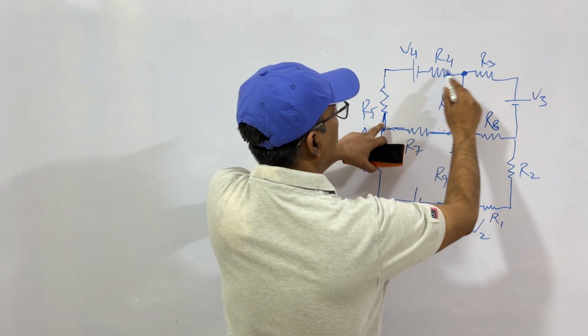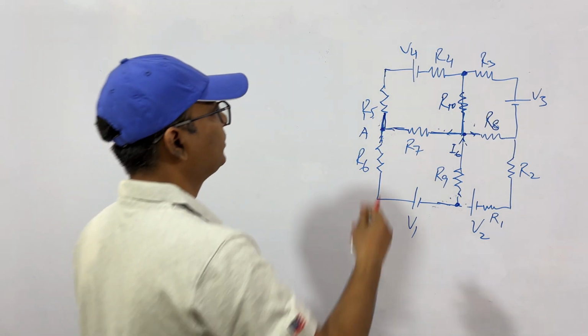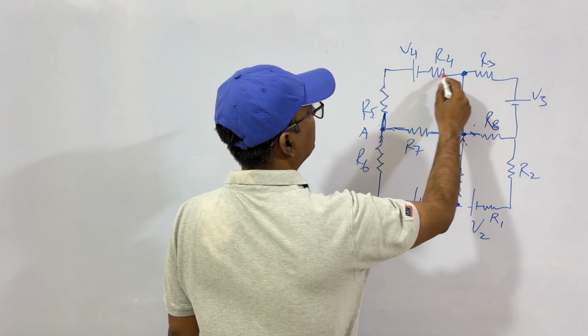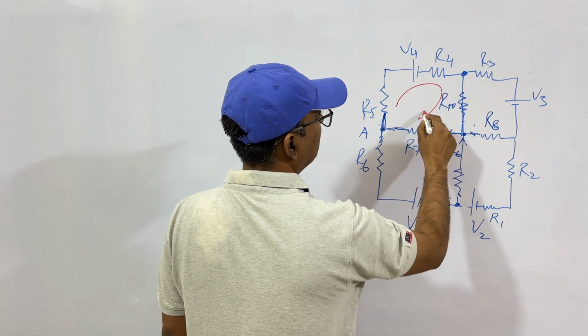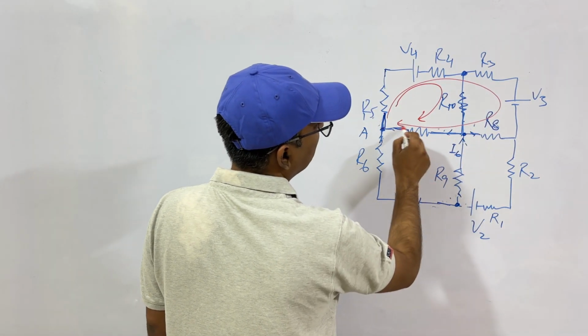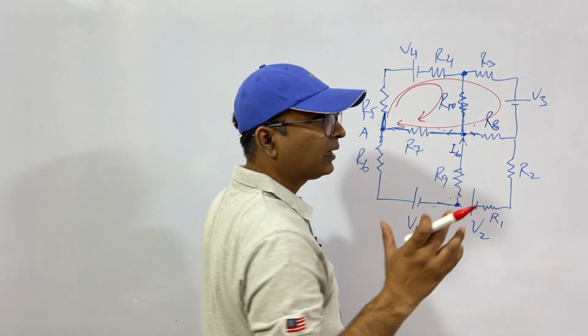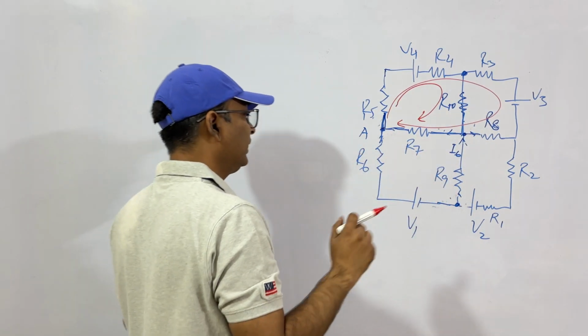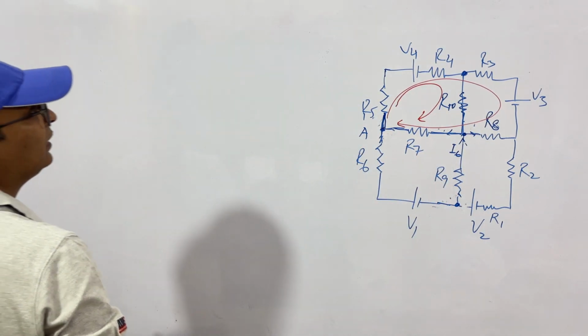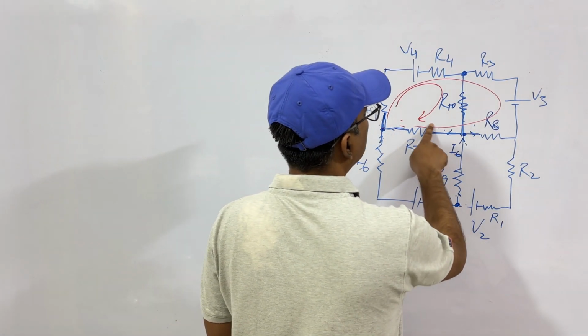This is also a closed loop. I'm taking another color pen. This is a loop. This is a loop. This is also a loop. This hole is also a loop. So these are called closed loops. According to Kirchhoff's voltage law, the voltage drop across a loop is equal to 0.